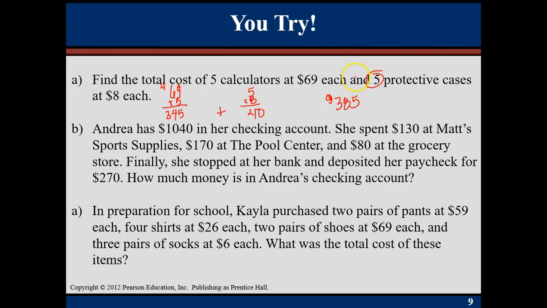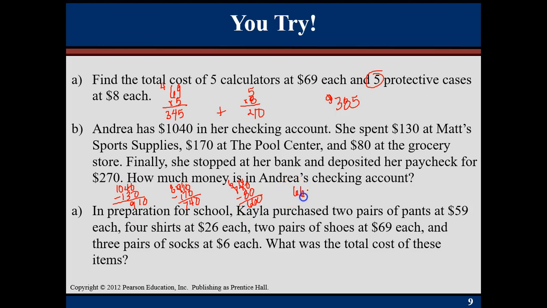Andrea went on a shopping spree. She had $1,040 in her checking account. She spent $130, and so now she's got $910. Then she spent $170. I'm going to need to borrow, so that becomes an 11. This became an 8, so that's $740. Then she spent another $80. I'll have to borrow again. 14 minus 8 is 6, and then this is a 6, so $660.